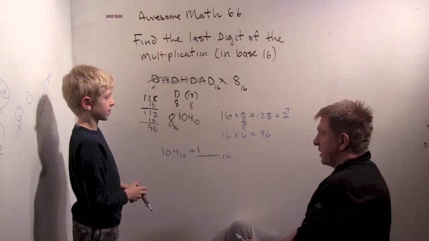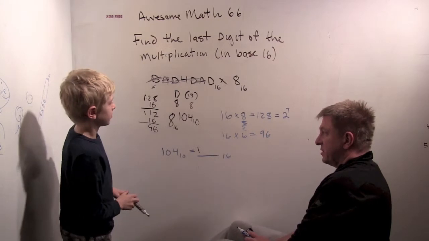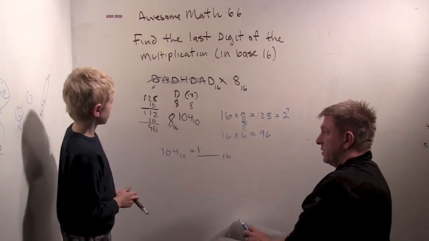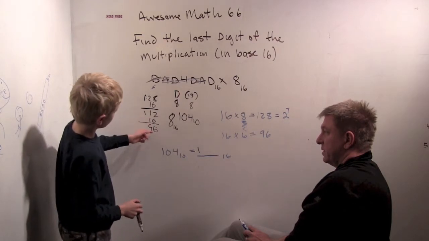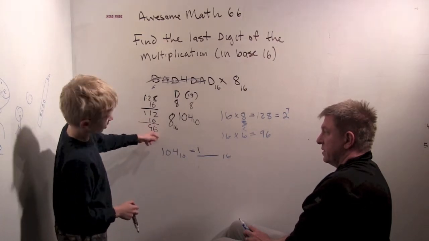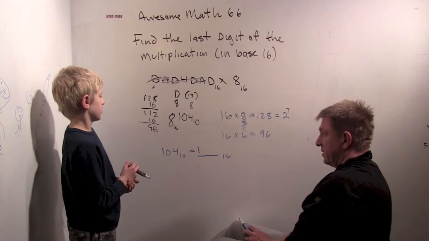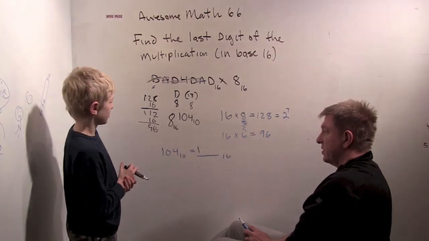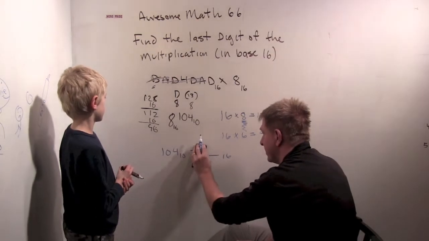Well, I think you got a little confused. How many 16s did we need to get up to 104? Well, right before, we needed 6 16s, and then how many more do we need to go? We needed 8. So what is 104 in base 16?